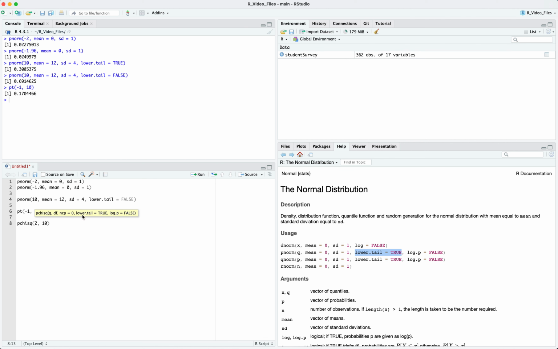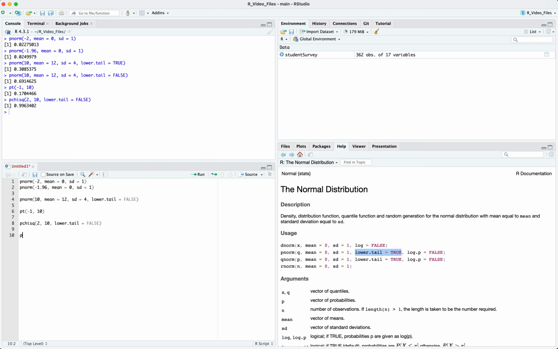Now this one might seem a little odd. The lower.tail argument still defaults to TRUE, but for everything that we have done, we've always wanted the area to the right, the area greater. So we're almost always going to want to have lower.tail equals FALSE when we're working with the probability from a chi-square distribution.